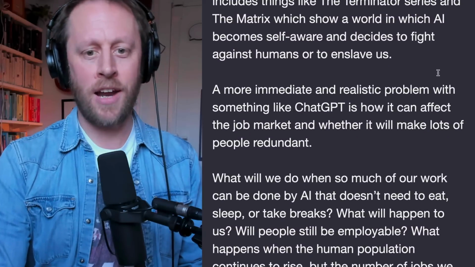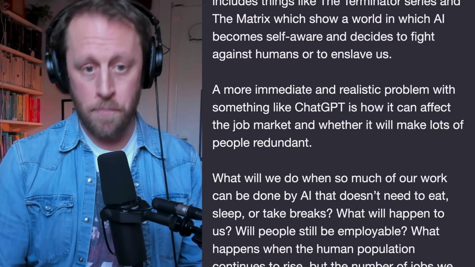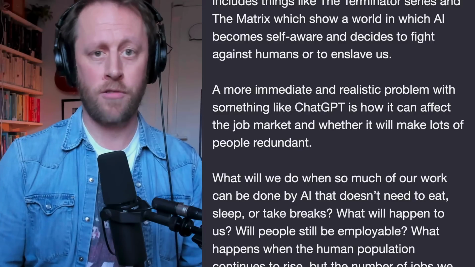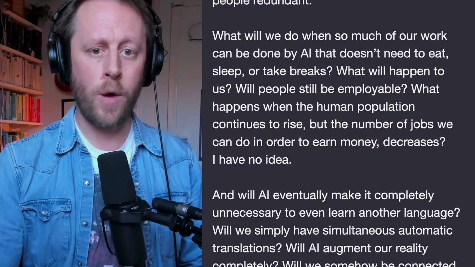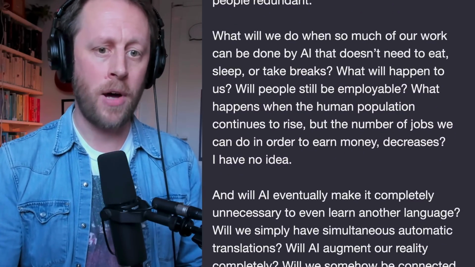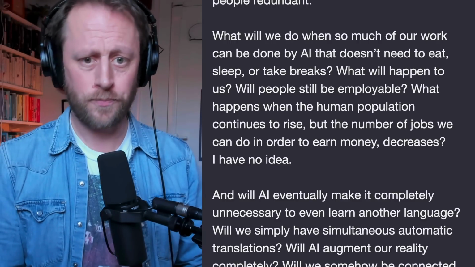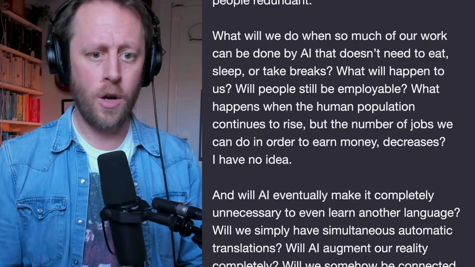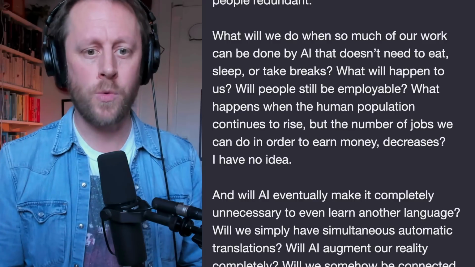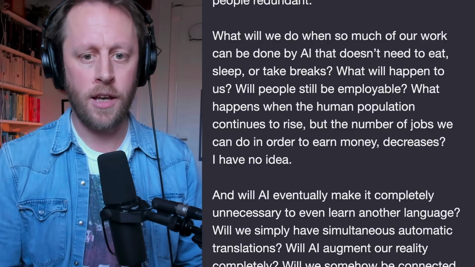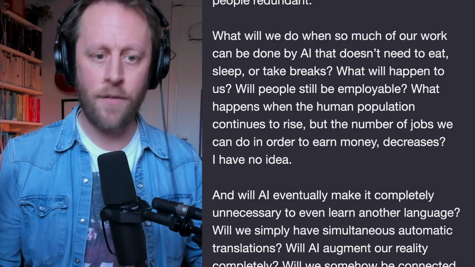A more immediate and realistic problem with something like ChatGPT is how it can affect the job market and whether it will make lots of people redundant in various sectors. What will we do when so much of our work can be done by AI that doesn't need to eat, sleep or take breaks? What will happen to us? Will people still be employable? What happens when the human population continues to rise, but the number of jobs we can do in order to earn money decreases? I have no idea.